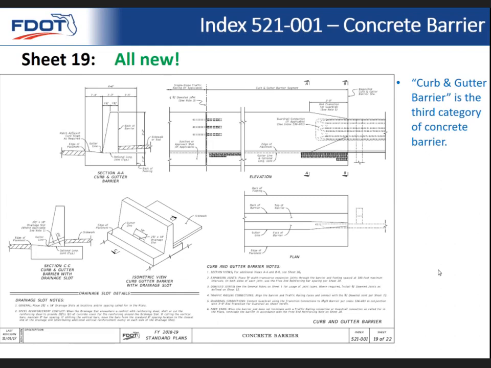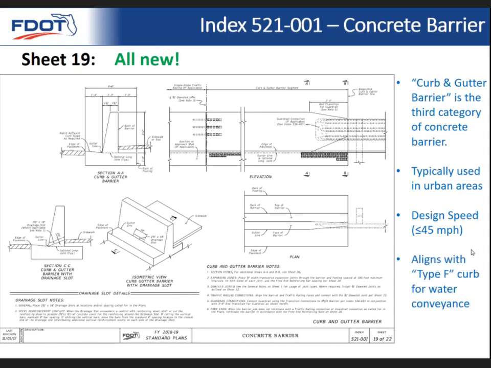And then the final barrier type is the curb and gutter. It's basically the third category in here. This was simplified from the previous design a little bit. It's typically used in urban areas for designs to be less than or equal to 45 miles per hour. That's basically the same restriction on the type F barrier, or the type F curb, I should say.